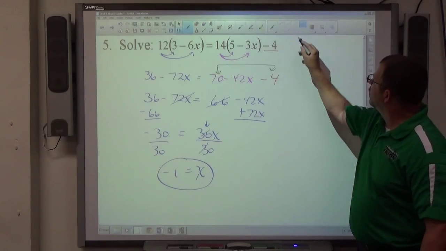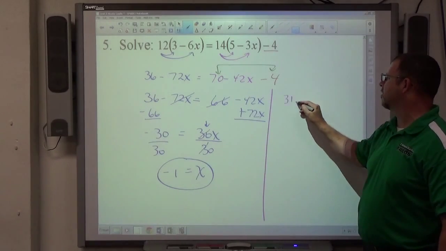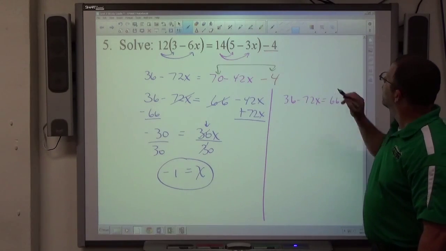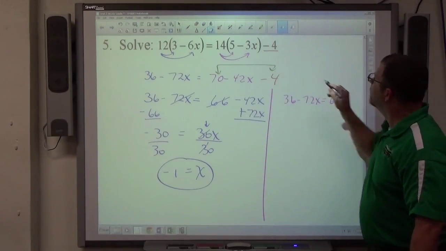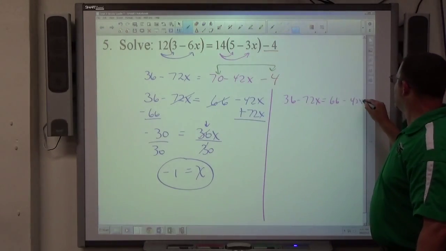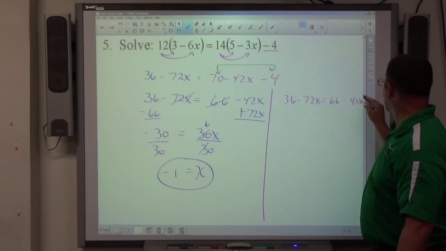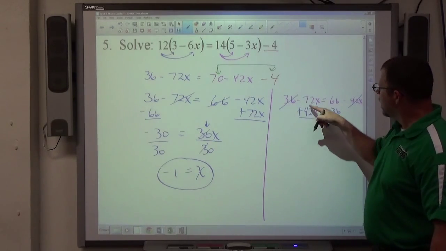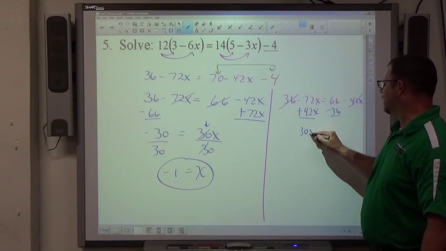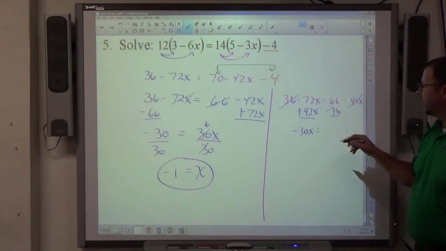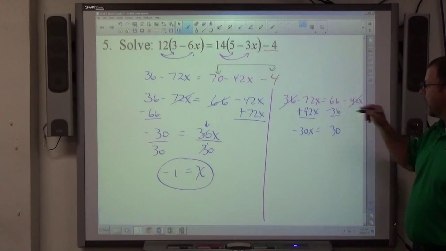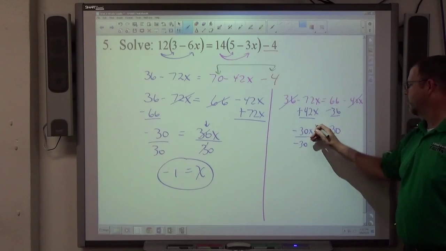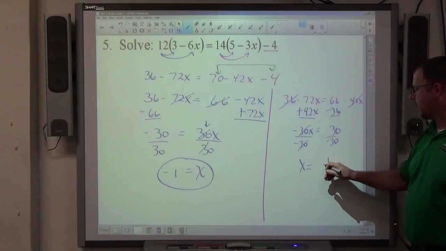If at this point, just throwing a for instance at you, if we had 36 minus 72x equals 66 minus, sorry, 42x. If I had decided to go the other route, move the 42x over to the left, which makes plus 42x, move the 36 over to the right, making minus 36. Negative 72 and 42 make 30x, negative because 72 is bigger. 66 minus 36 is 30, subtracting because the signs are different, positive because 66 is bigger. I got to divide both sides by negative 30. 30 divided by 30 still equals 1, and opposite signs creates a negative answer.